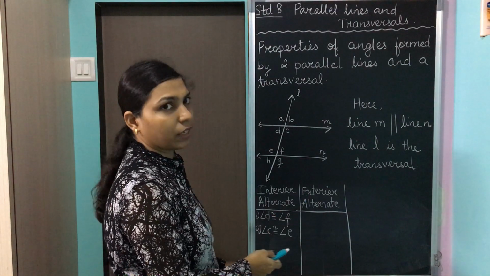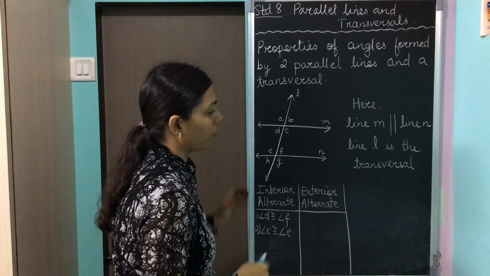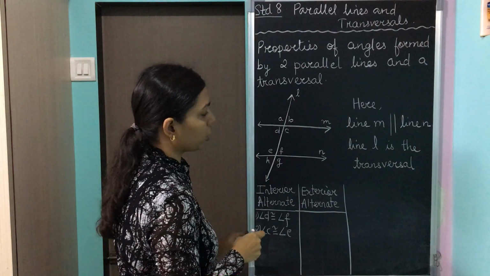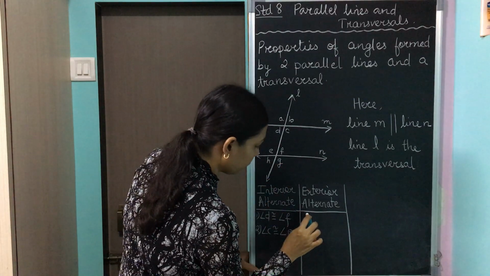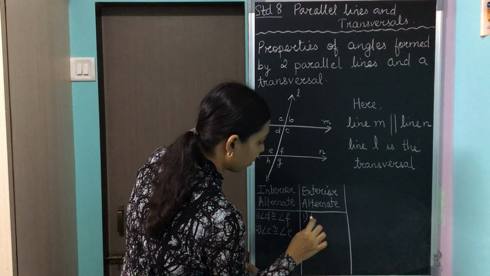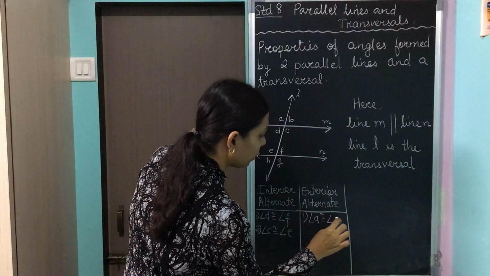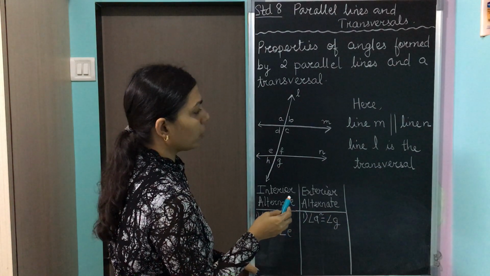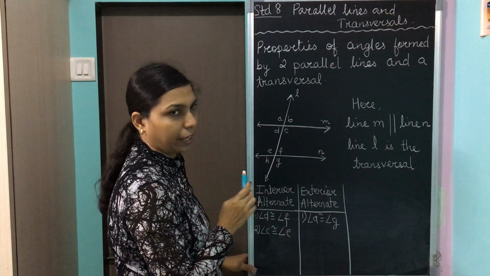Now your exterior alternate angles, the exterior angles which are far apart from each other. The first pair, angle A is congruent to angle G, and your second pair, angle B is congruent to angle H.